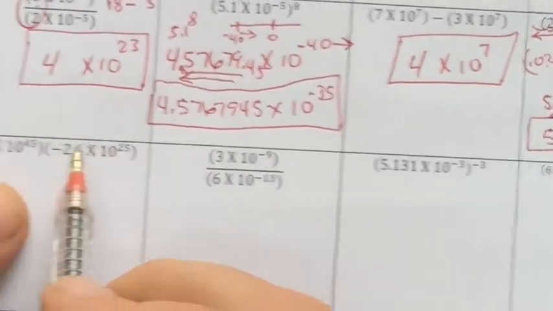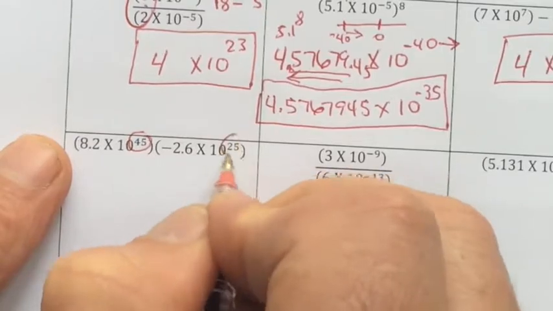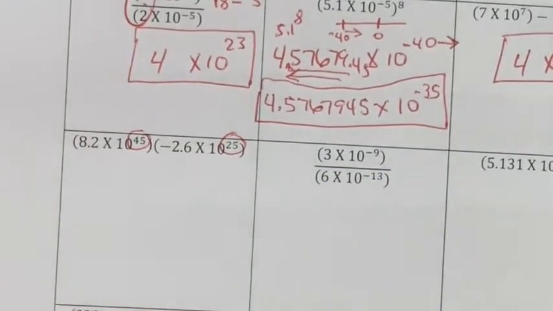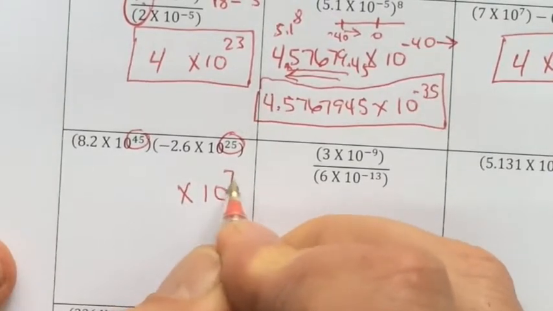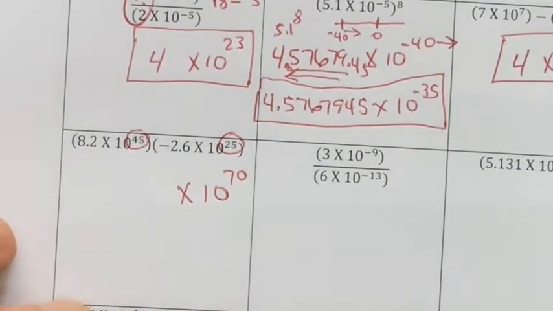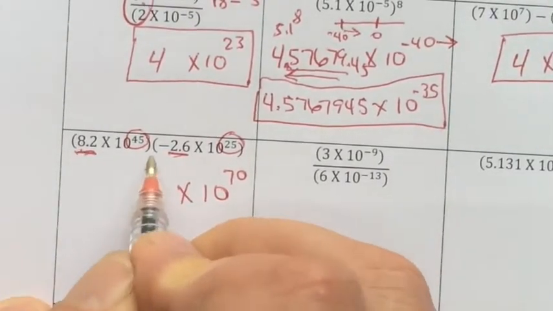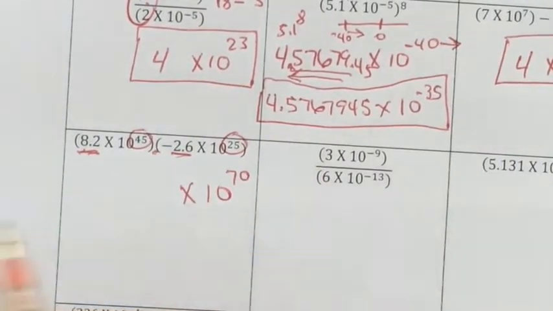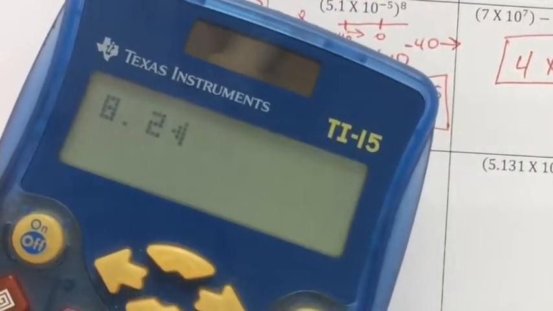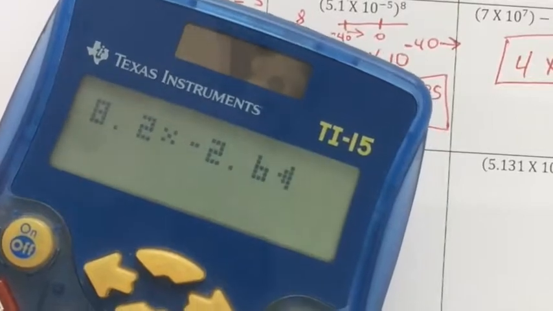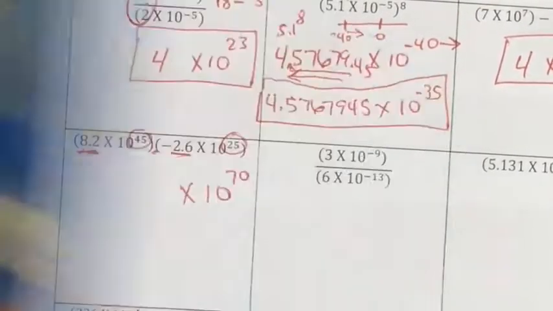Okay, multiplication. Multiplication means add the powers. So 45 plus 25. 45, 55, 65, 70. I already know it's going to be times 10 to the 70. And then I'll use my machine to do the multiply. I need 8.2 times negative 2.6. 8.2 times negative 2.6 is negative 2132.